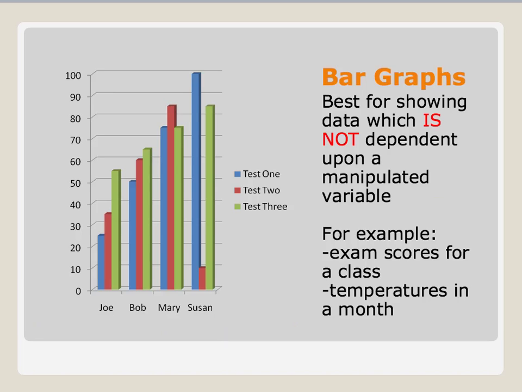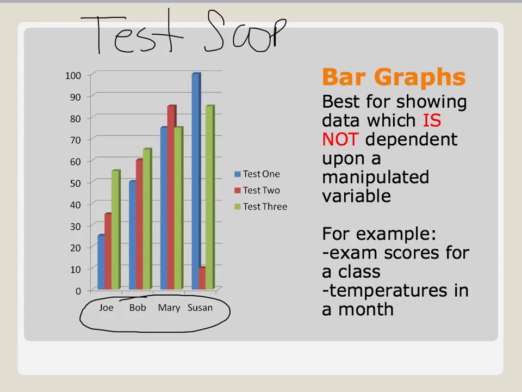This type of graph is called a bar graph. It's probably one that you are very familiar with, and it's best used for situations where the manipulated variable is not consistent. So in this case, we have test scores for, say, one class in science. Joe's test score has nothing to do with Bob's test score, which has nothing to do with Mary's test scores, which has nothing to do with Susan's. They're all completely independent of one another, which is why they're separated.